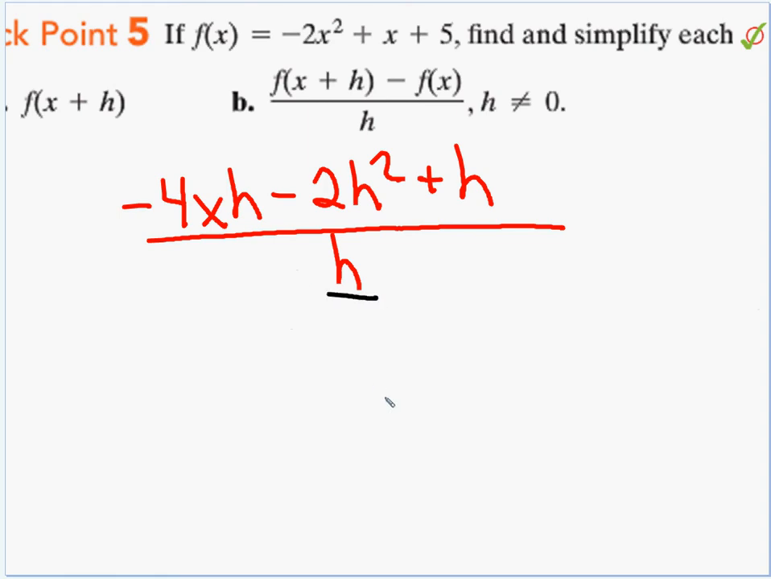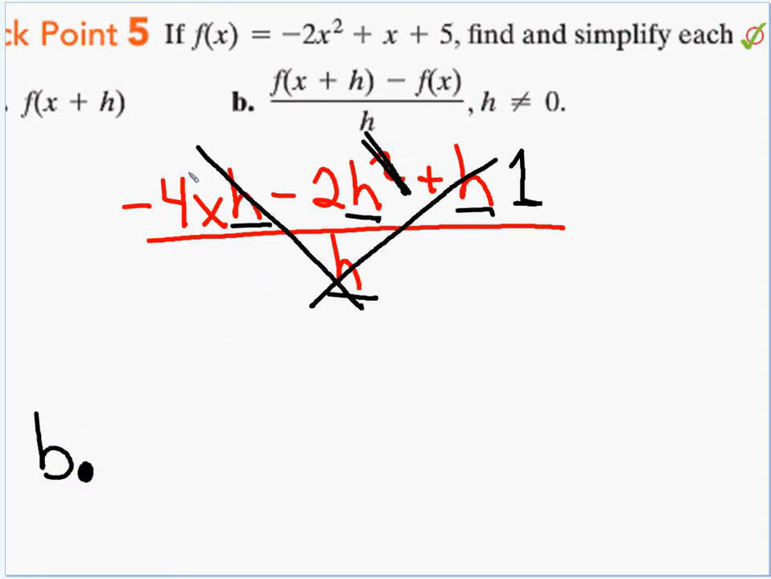I see an h in the denominator, and every term in the numerator also has an h, so I can cancel it out. But be careful, here's a squared over a first power, so this will only get knocked down 1 power to first. And this h is going to cancel, but it doesn't just disappear. There will be a placeholder 1 left there, just like when we factored it out in the example. So after we cancel the h's, our answer for part B is negative 4x minus 2h plus 1.